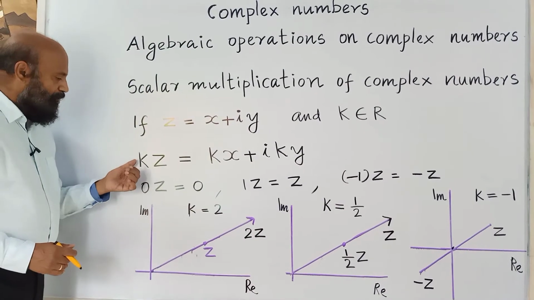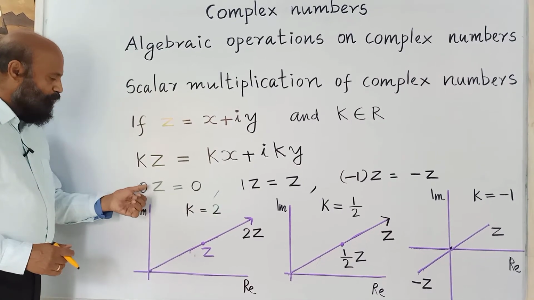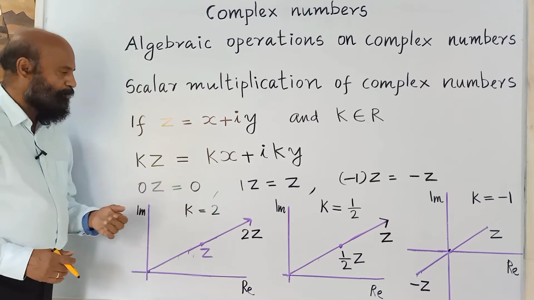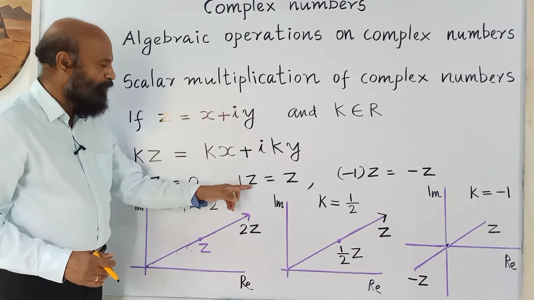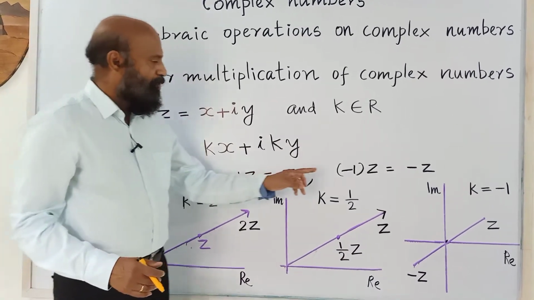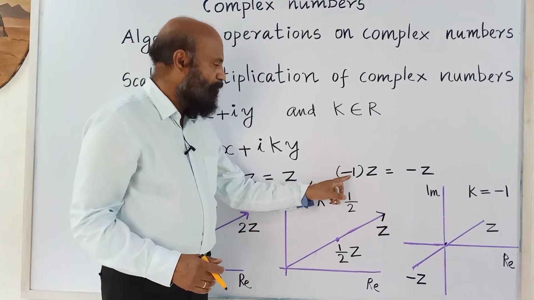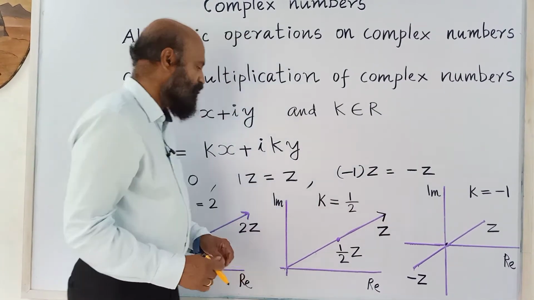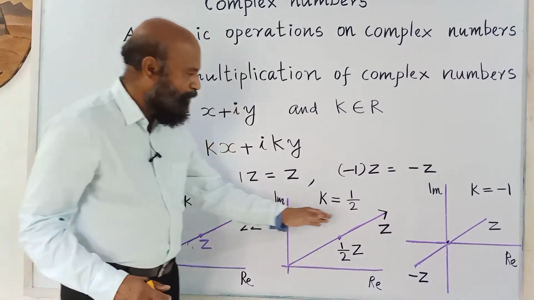Now suppose the scalar is 0. So 0 into z is 0. Suppose the scalar is 1. So 1 into z is z. Here the scalar is minus 1. Minus 1 into z is minus z. Here three examples are given.